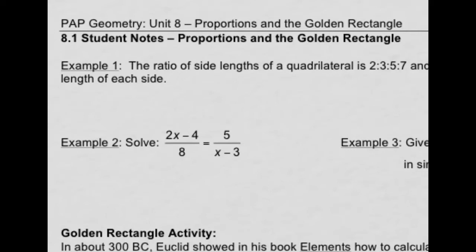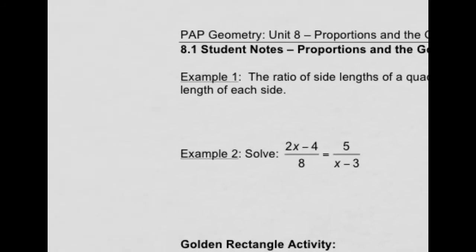Today we're going to be talking about proportions and the golden rectangle. So let's go through a little bit of vocabulary before we begin the actual unit here. The first vocabulary that we need to know is ratio. What is a ratio?